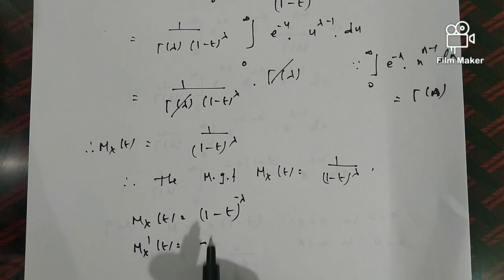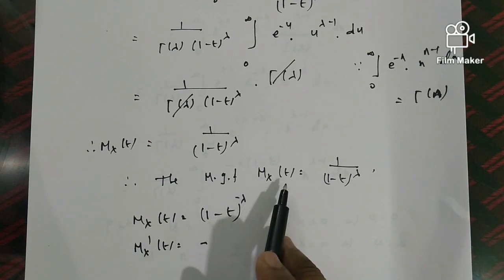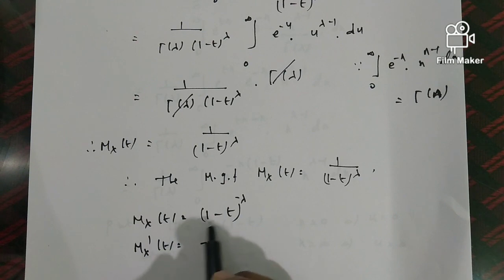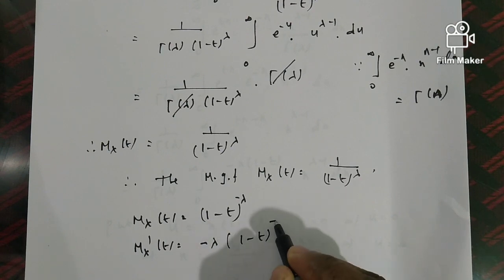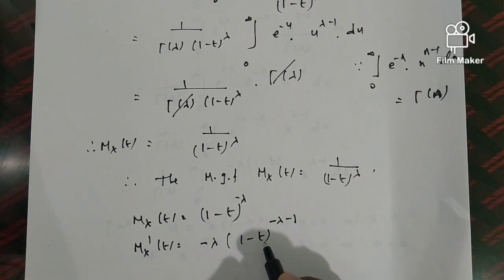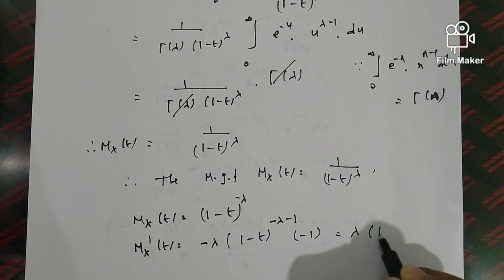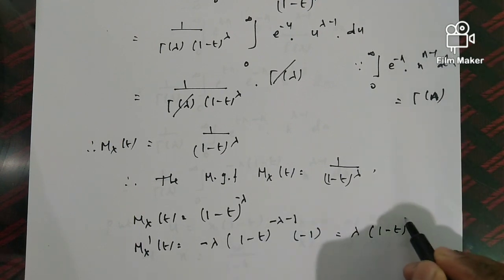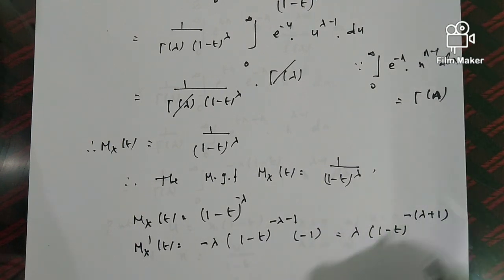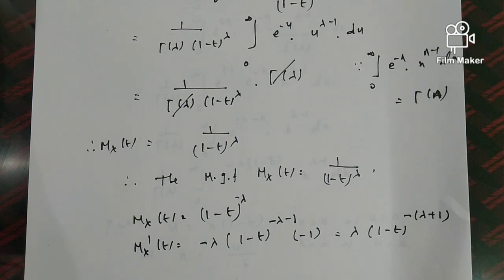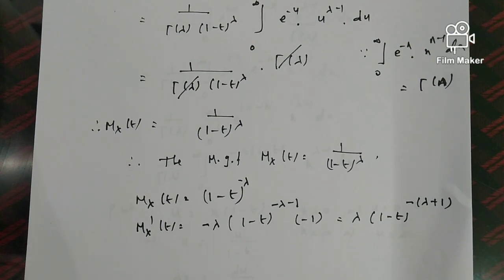To find the mean and variance, we are going to differentiate this Mx of t with respect to t. So when you are differentiating this, we get Mx dash of t equal to minus lambda into 1 minus t power minus lambda minus 1. Here we are differentiating with respect to t, so differentiation of 1 minus t gives minus 1. Minus into minus is plus. So lambda into 1 minus t power, we can take the minus commonly outside, minus of lambda plus 1. So this is the first derivative.